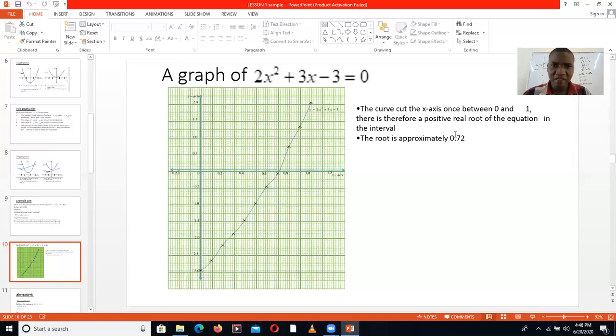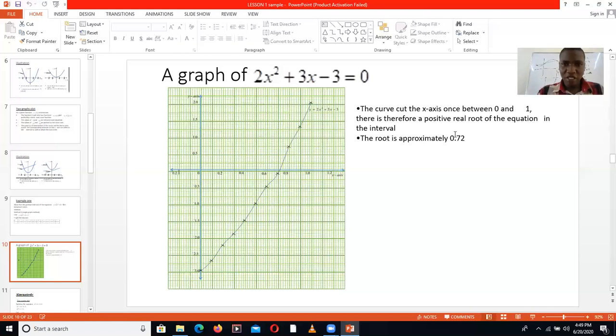So what if the root never existed in the interval? How would the graph look like? What if this function has no root in that interval? How would the graph look like? If you draw your graph, we have 0 here, we have 1 here, and our curve is like this. It is not crossing the x-axis between the given interval. So therefore, that confirms that the function we're plotting has no root in that interval. It can also be like this. You can also plot and it is like that. It is not crossing the x-axis between 0 and 1. That confirms that the function has no root.